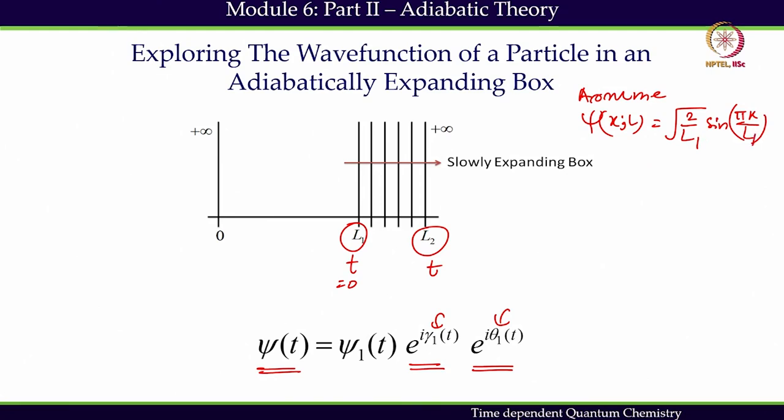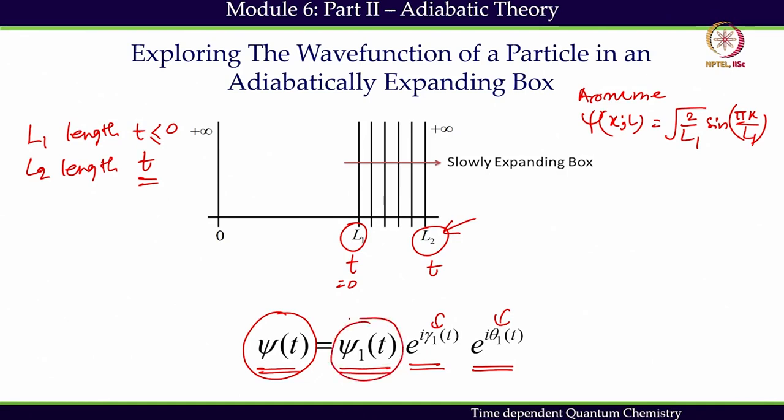So this was the wave function of the particle before the expansion, but the box has expanded from L1 to L2. L1 is the box length at t less than or equal to 0, just before the expansion started, and L2 is the length when it has expanded completely. According to adiabatic theory, the wave function at time t, immediately after the length has expanded to L2, is represented by psi 1 t, the ground state wave function at time t, and then its phase factors will be multiplied.